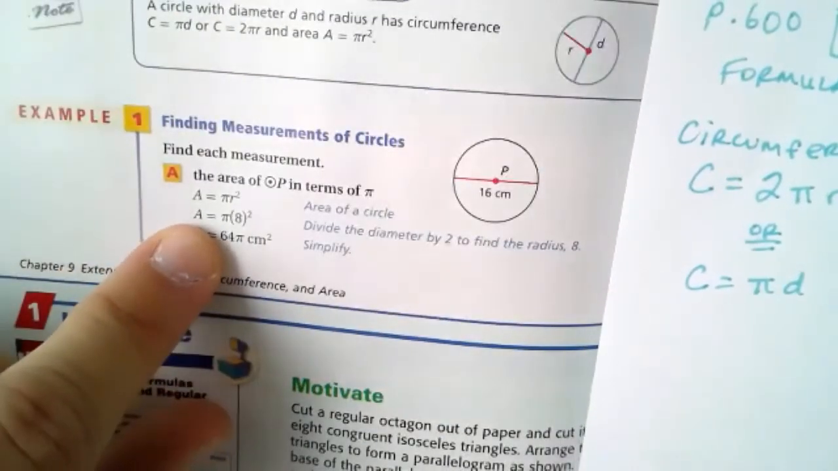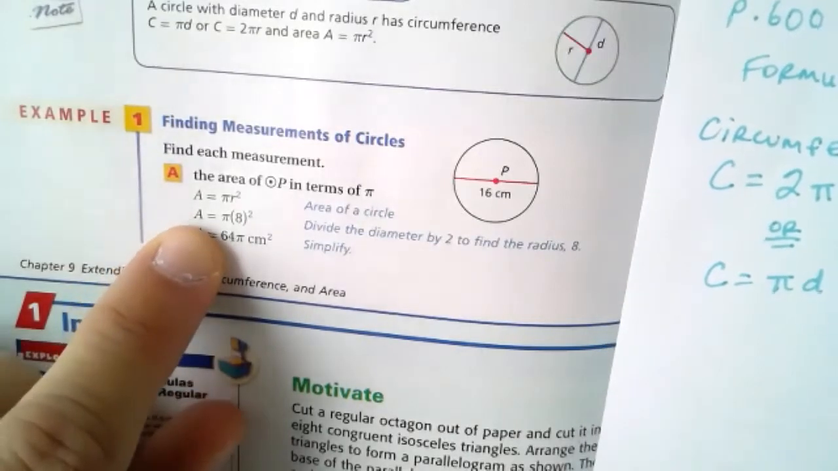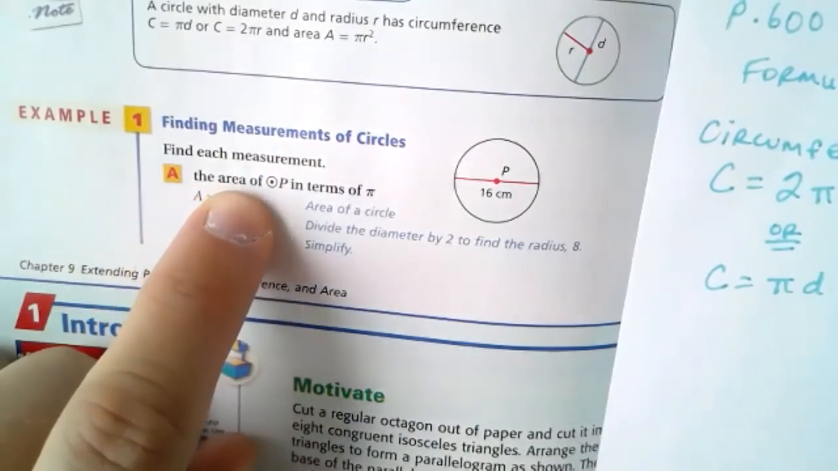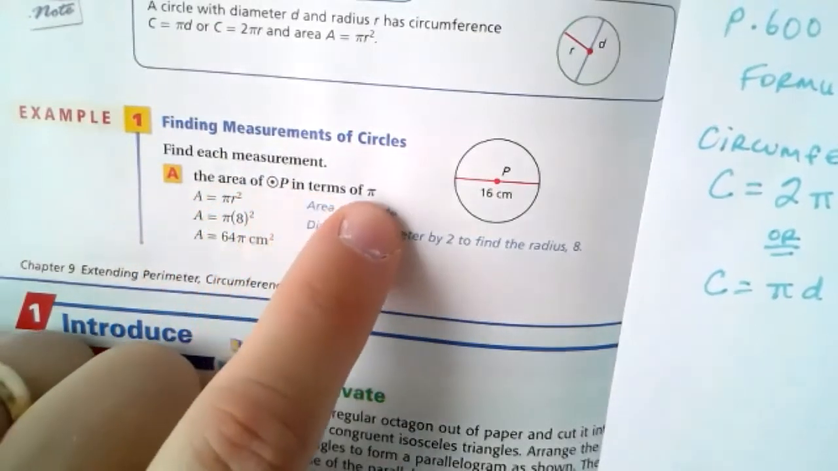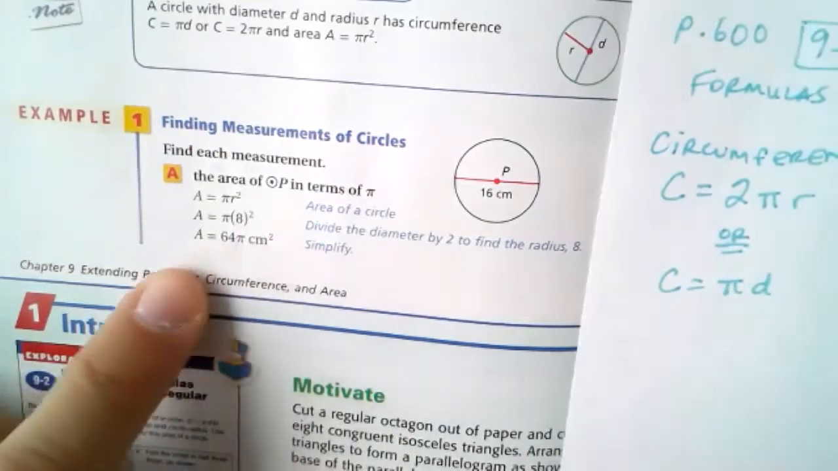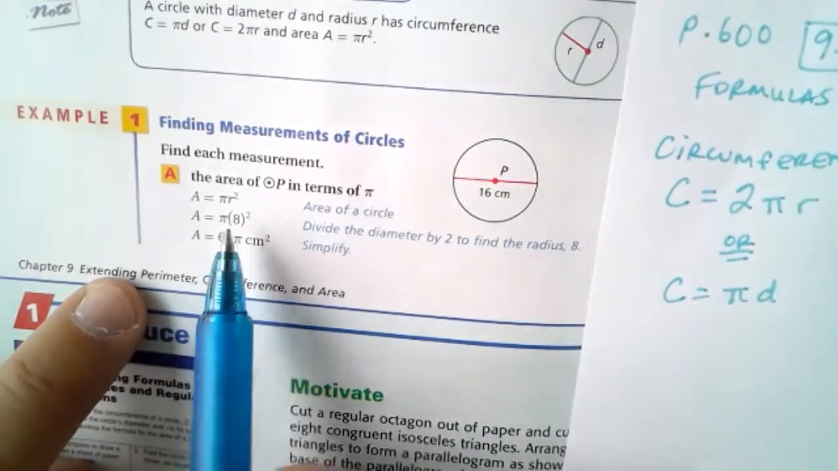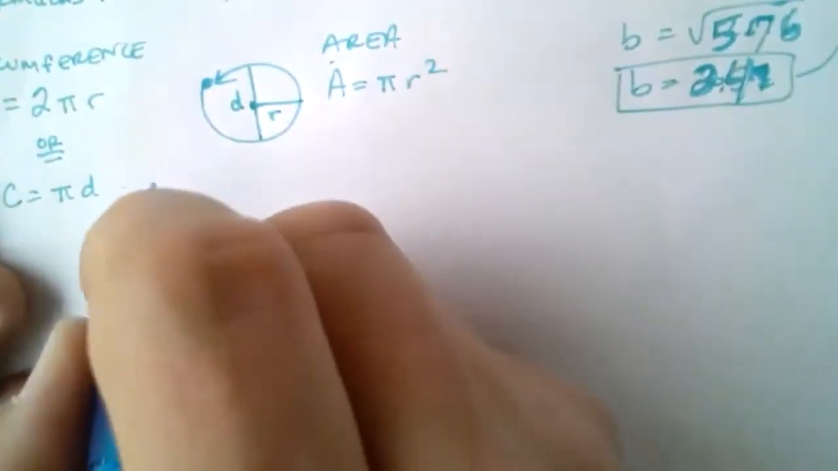Okay, let's look and see what we've got. We're finding the measurement of circles. And so we're going to find the area of circle P in terms of pi. And that means the area here is going to have a pi in it. And so we're going to draw a circle. So here's an example.